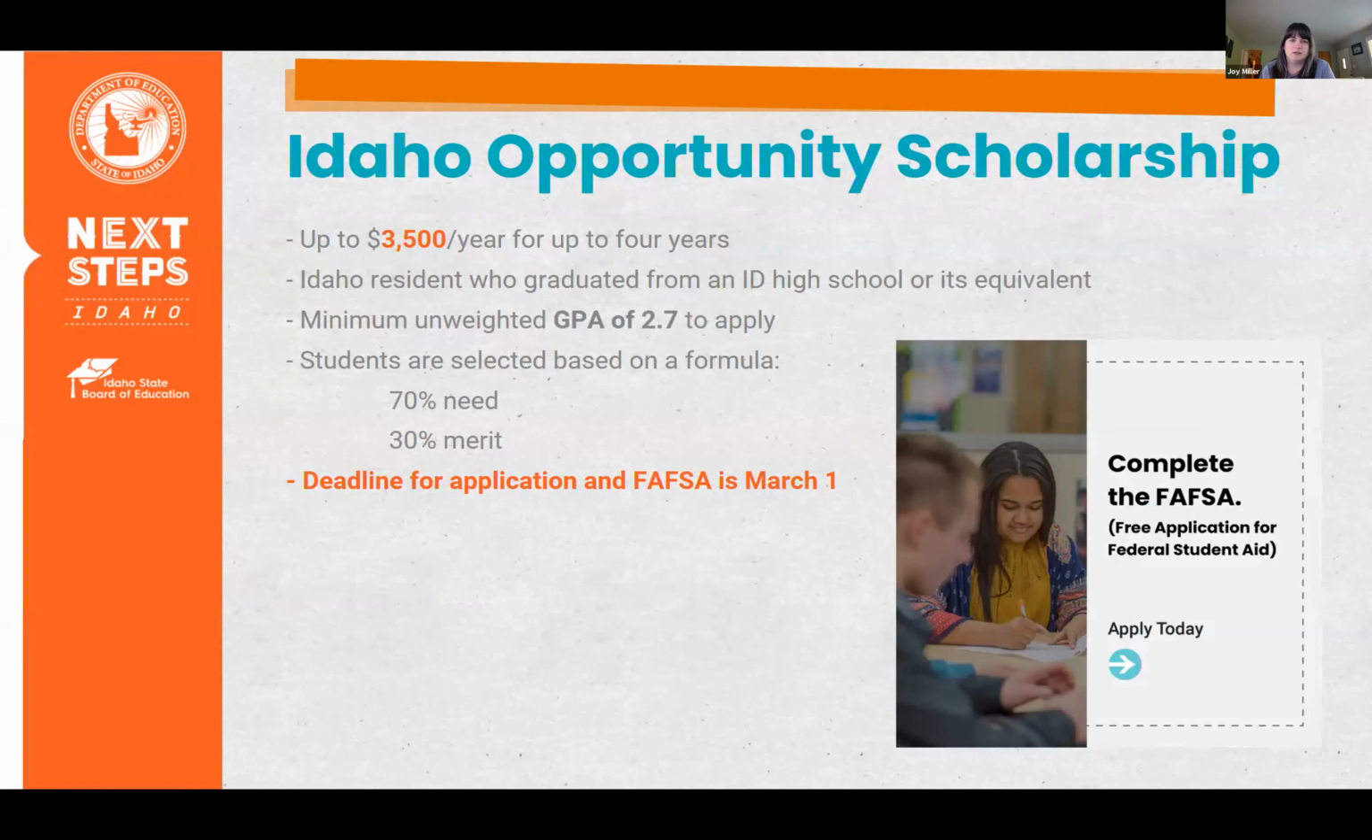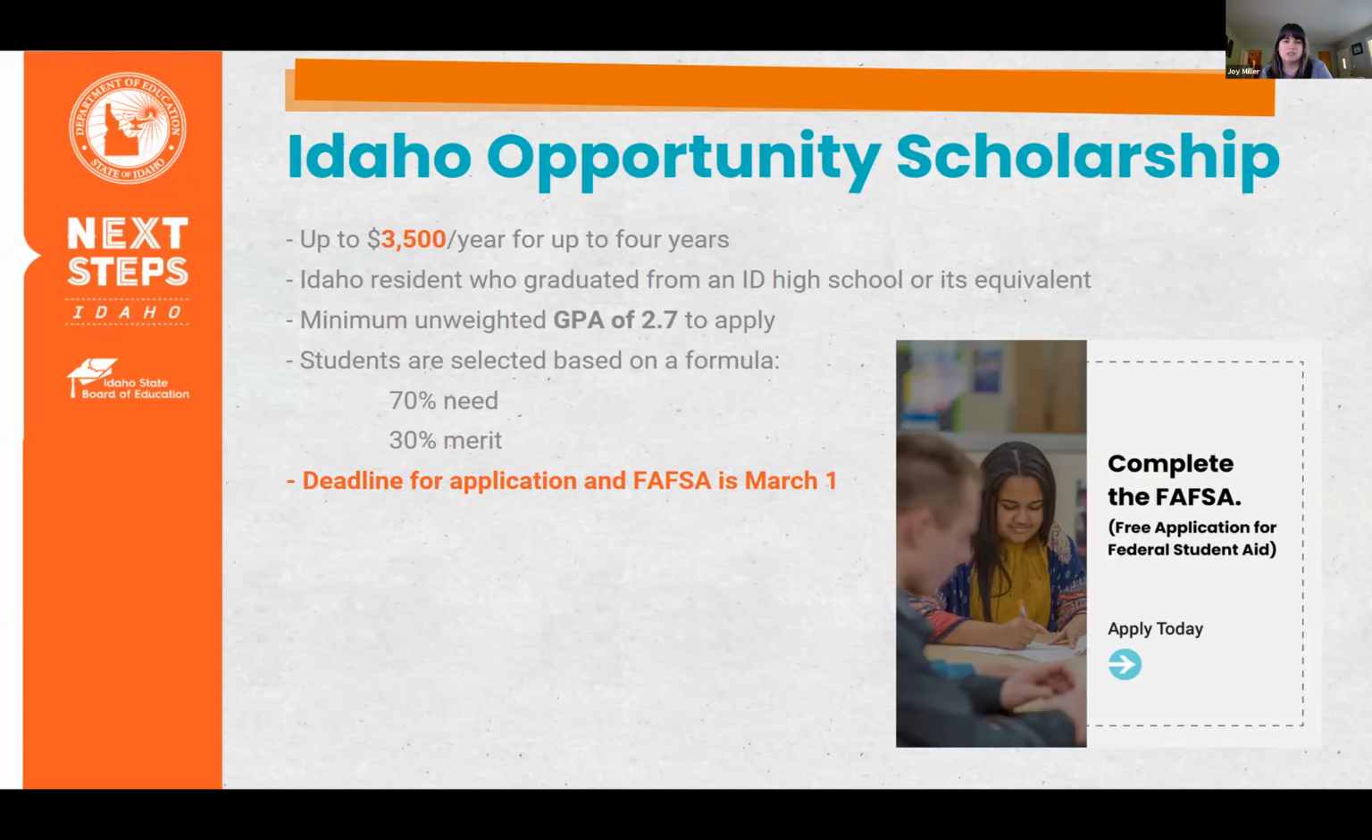So what you see now is the Idaho Opportunity Scholarship. This should open up in early October. Most of you are probably familiar with this, but still, it's up to $3,500 a year for 4 years. Applicants have to be an Idaho resident who graduated from an Idaho high school, homeschool, or its equivalent. And by its equivalent, we mean GED or high school equivalency. You must have a minimum unweighted GPA of a 2.7 to apply. And students are selected based on a formula, which is 70% need, which we use the EFC from the FAFSA, the expected family contribution. And it's then based on 30% merit, which is that GPA.